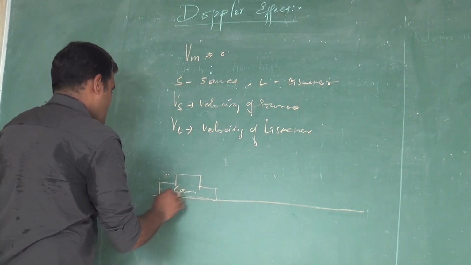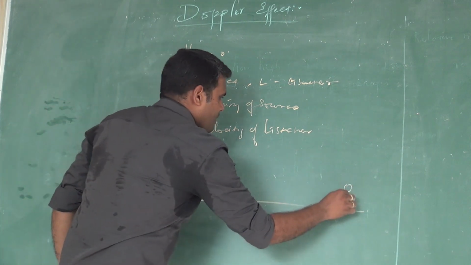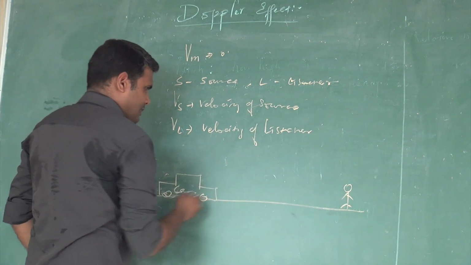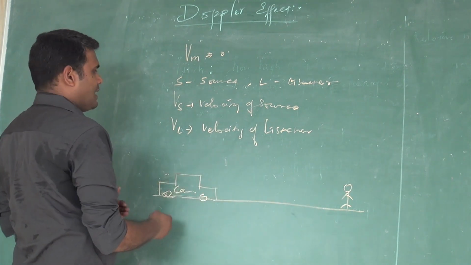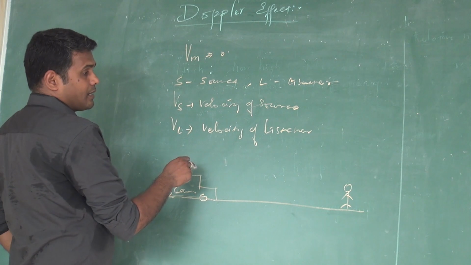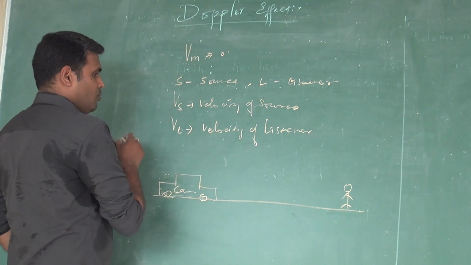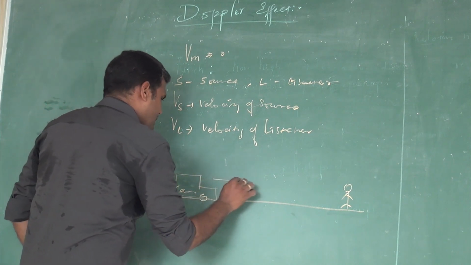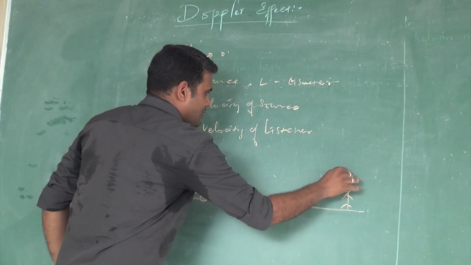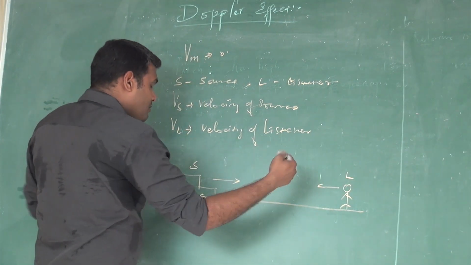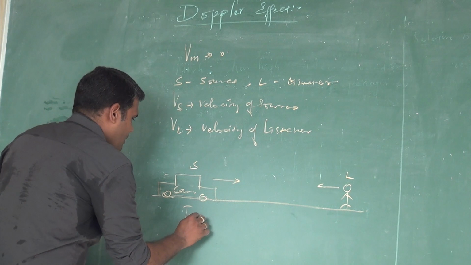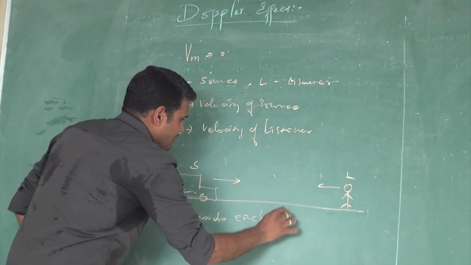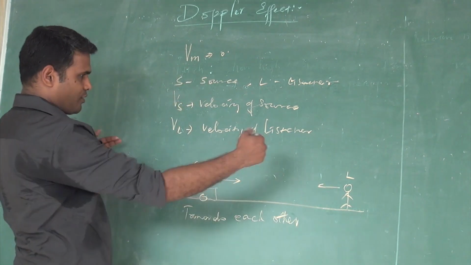Let us say this is a car, this is a listener or observer. We shall say both their motion are along the same straight line. So that is also an important consideration which we have to make. Now we can have a simple case here: the source and the listener are moving towards each other.